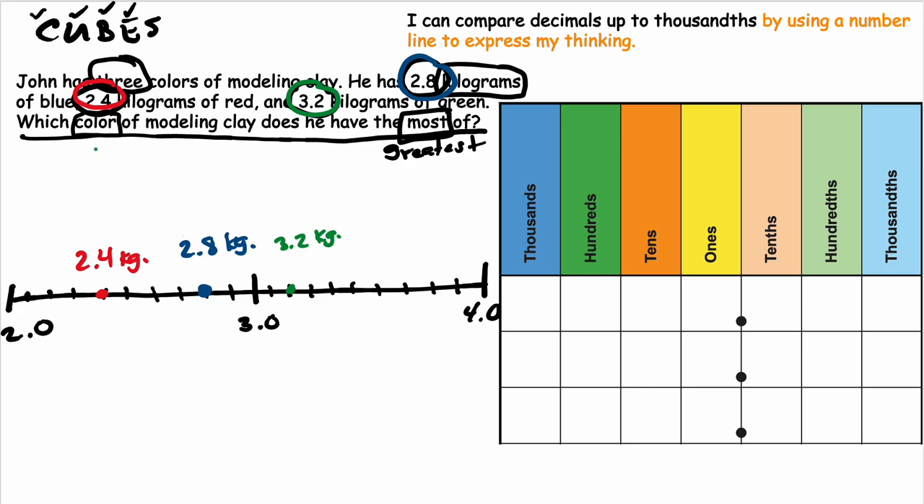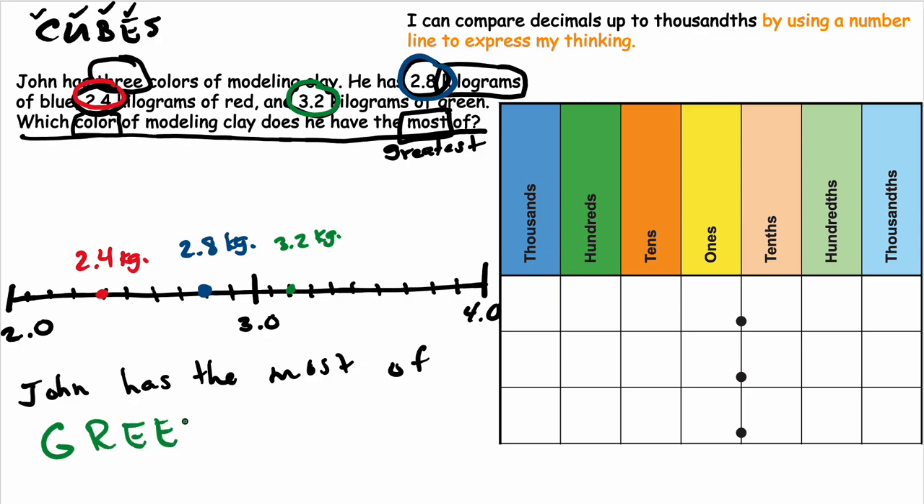3 2/10 kilograms of modeling clay. Which color of modeling clay does he have the most of? John has the most of, well, on my number line, we go from left to right. Left will be least, to the right is the greatest, so it looks like green. He has the most of green because he has 3 2/10 kilograms.